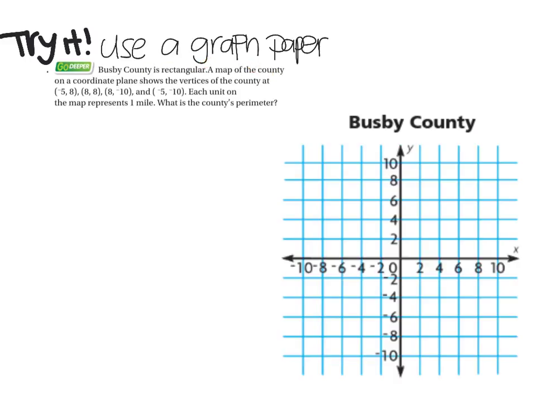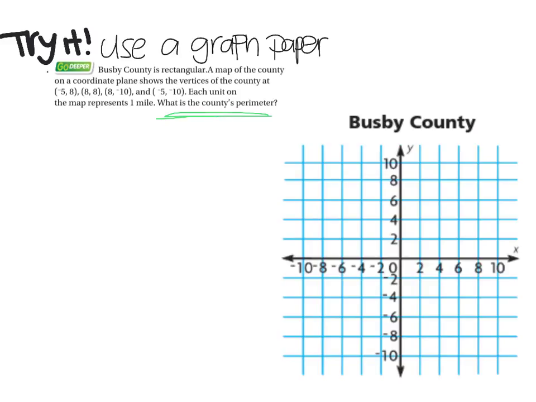Busby County is rectangular. A map of the county on a coordinate plane shows the vertices of the county at (-5, 8), (8, 8), (8, -10), and (-5, -10). Each unit on the map represents 1 mile. What is that county's perimeter?